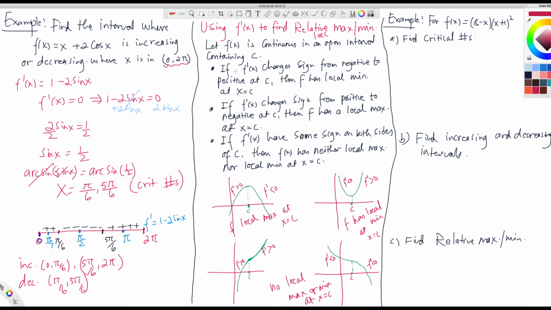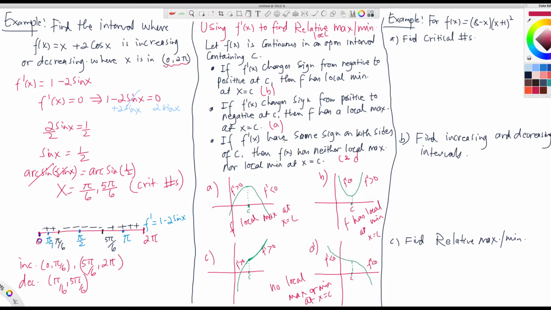Okay, let's look at this one. Let f(x) be continuous in an open interval containing c. If the derivative f prime of x changes sign from negative to positive at c, then f has a local min at x equals c. If f prime of x changes sign from positive to negative at x equals c, then f has a local max at x equals c. That's the first case. This is figure B, this is figure A, these are figures C and D.